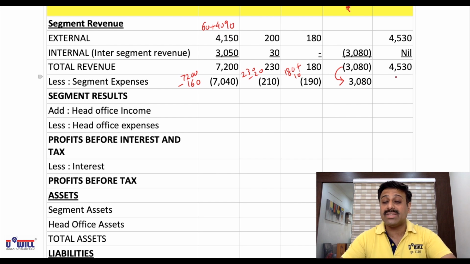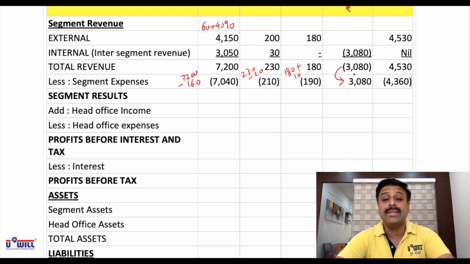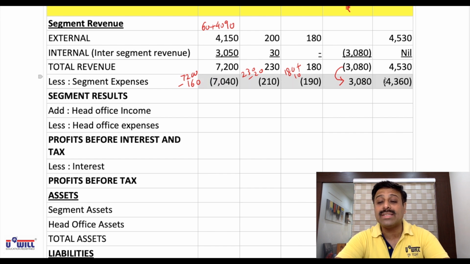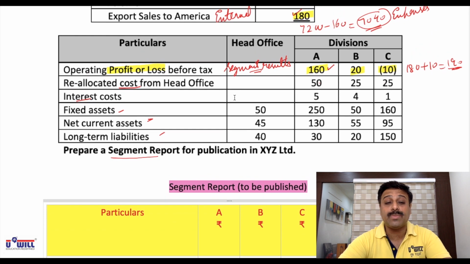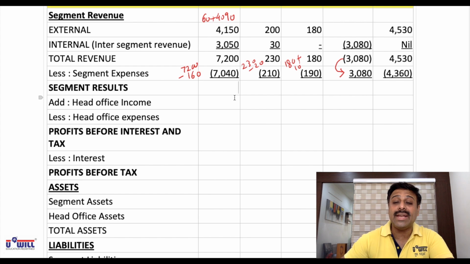Here it will become 7040, do it in the calculator, minus 7040 minus 210 minus 190 plus 3080. Do it this way. So minus 4360. The total cost of the branch is minus 4360. I repeat it once again regarding inter-segment elimination: because no information is given about segment expenses or profits in inter-segment elimination, we assume that 3080 of goods are sold by division A to B, B to C.